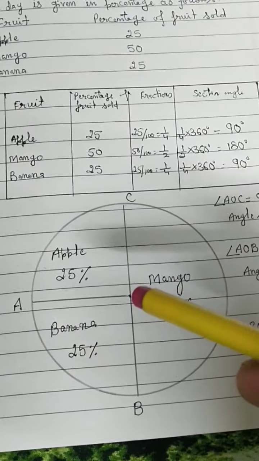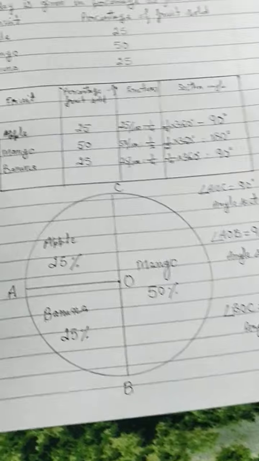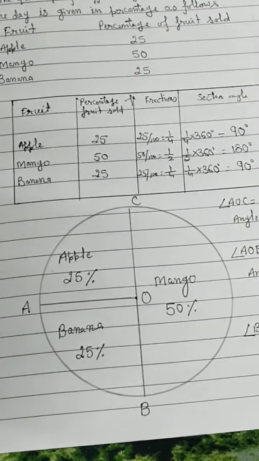To draw a pie chart, first take a center O with any convenient radius. Draw a circle of any radius.